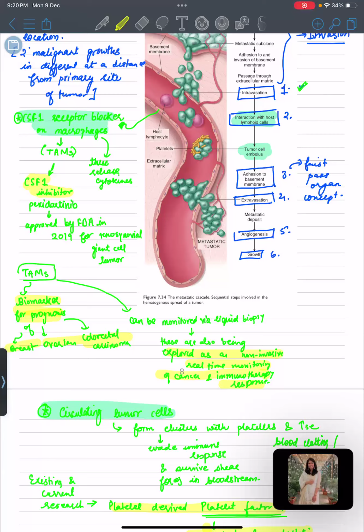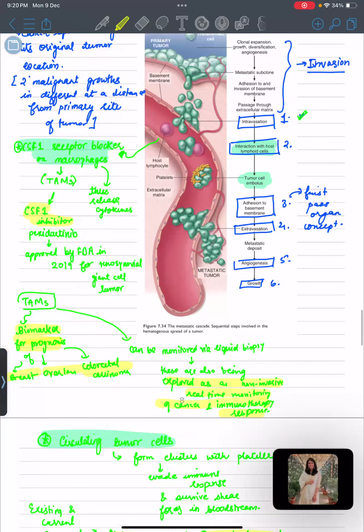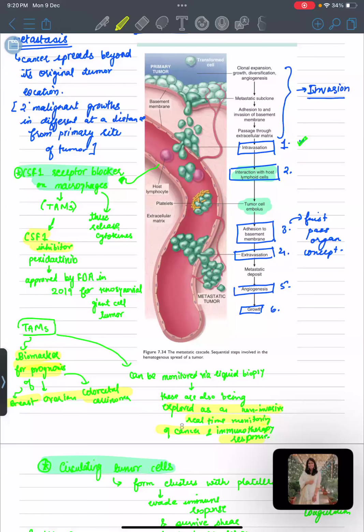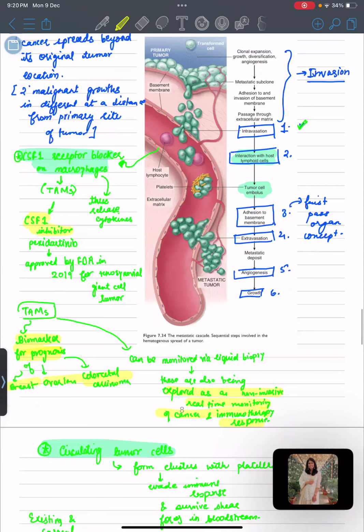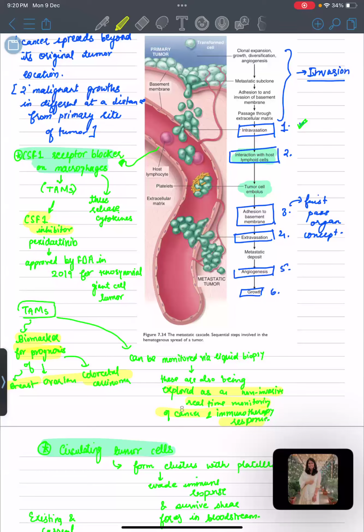Now let's talk about the topics under these steps which are being studied by researchers. First, I would like to talk about the CSF1 receptor blocker and tumor-associated macrophages. Macrophages release certain cytokines which guide the tumor cells toward the secondary metastatic places.